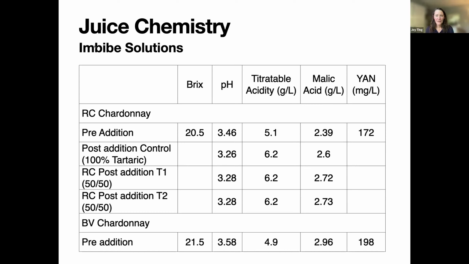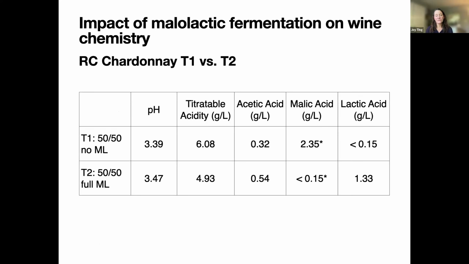So the first thing I wanted to look at was the impact of malolactic fermentation itself. If we want to look at just that, that's looking at the RC Chardonnay treatments 1 and 2. So if we just look at the wine chemistry for those two, that was your second flight, treatment 1 and treatment 2. Treatment 1 did not go through malolactic, treatment 2 did go through malolactic, and their juice chemistry was nearly identical.